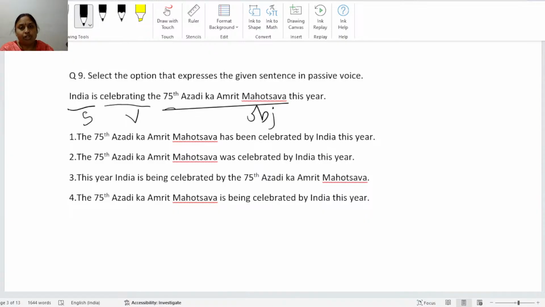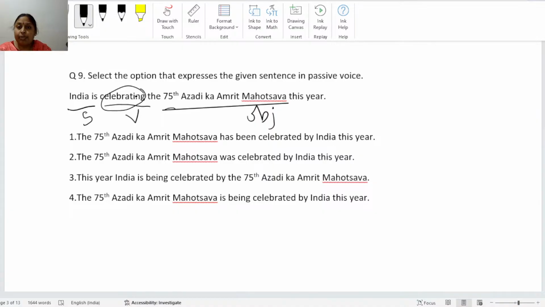So then, when it comes to the passive voice, once again we have to rearrange them. So this object will come as the subject. So the 75th Azadi Ka Amrit Mahotsava, and India will come by India. By we have to add, and then the subject will become the object. So India. This year as usual we have to write. And when it comes to this celebrating, it is given in the continuous tense. So continuous tense means in active voice we have the present continuous.